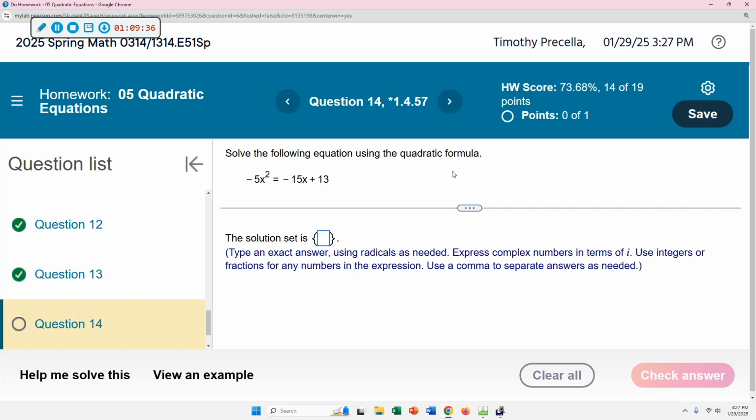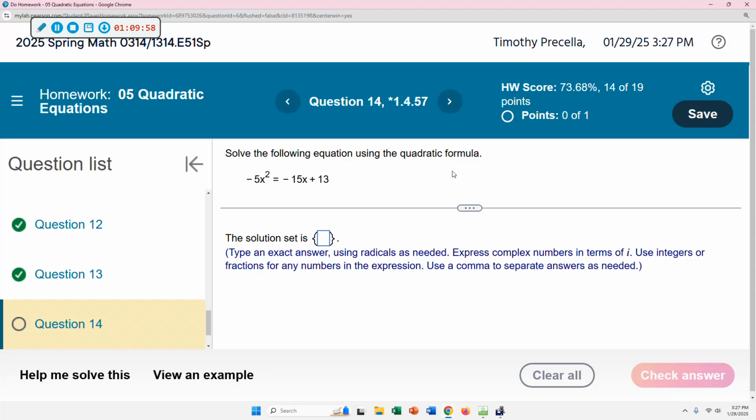Negative 5x squared equals negative 15x plus 13.